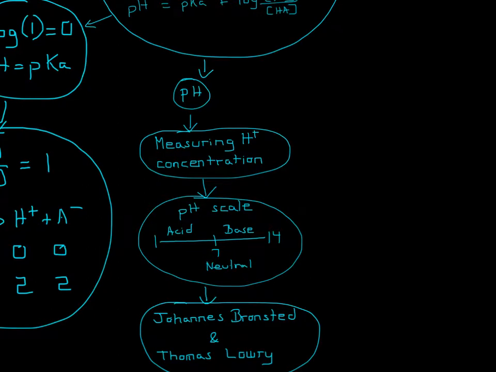Now, since we've derived the Henderson-Hasselbalch equation, let's just talk more about pH. So what is pH really? It's just measuring the H+ concentration, the proton concentration of a solution. So we've developed a pH scale, between 1 and 14, where 7 is neutral, and anything below 7 is an acid, and anything above 7 is a base.